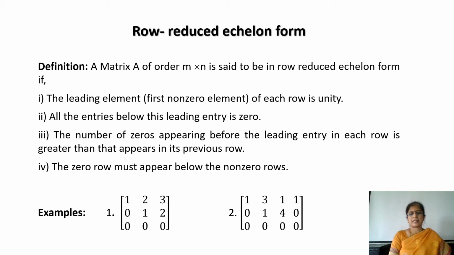One more example for the row reduced echelon form is 1, 3, 1, 1; 0, 1, 4, 0; 0, 0, 0. So here also we can observe that the leading element in each row is unity, that is 1, and the zero row is placed at the bottom.